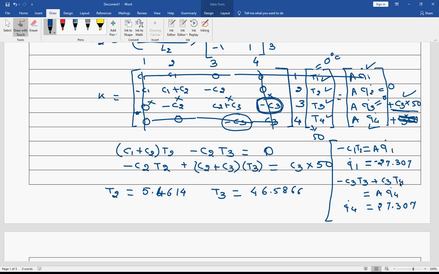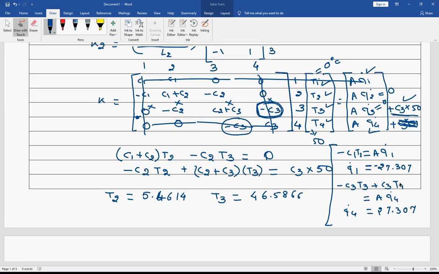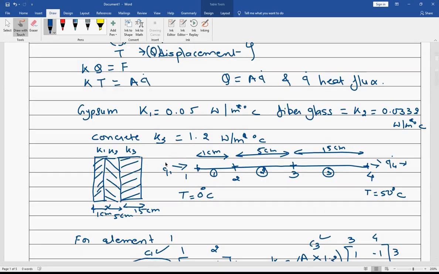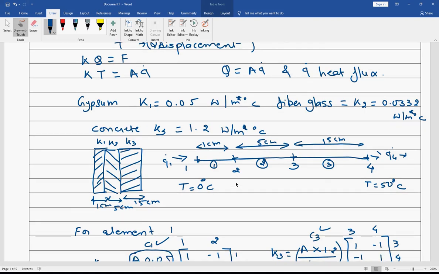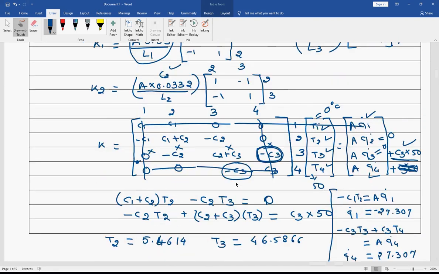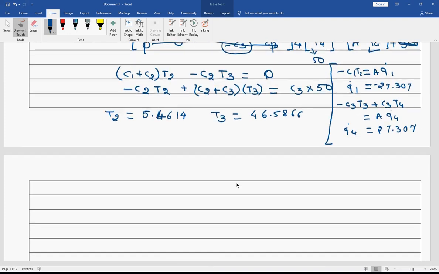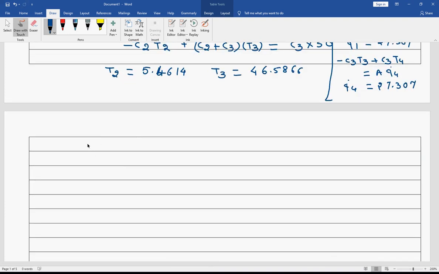Q1 dot is negative because of the direction we assumed for Q1. If you remember what I did, I applied Q1 in this direction and Q4 in this direction. So Q1 direction is reverse. It is obvious that this is 0 degrees Celsius, so the flow is going to be from 4 to 1, and its direction will be reverse. Okay, no issue.